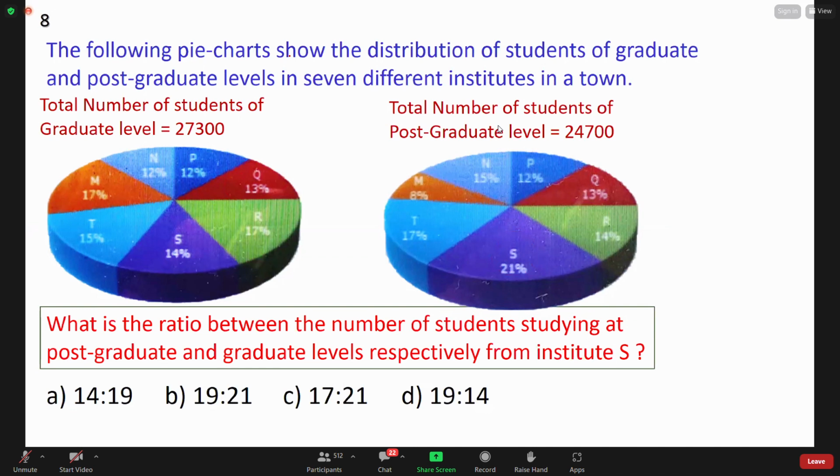The distribution of students of graduate and postgraduate. Only the question has changed. What is the ratio between the number of students studying postgraduate from Institute S? So we need the postgraduate to graduate ratio from Institute S. Same again, 21 into 247, 13 into 273. So this is 21 into 13 here, 13 into 19. So 19 is to 14. See how easy the calculations become now.